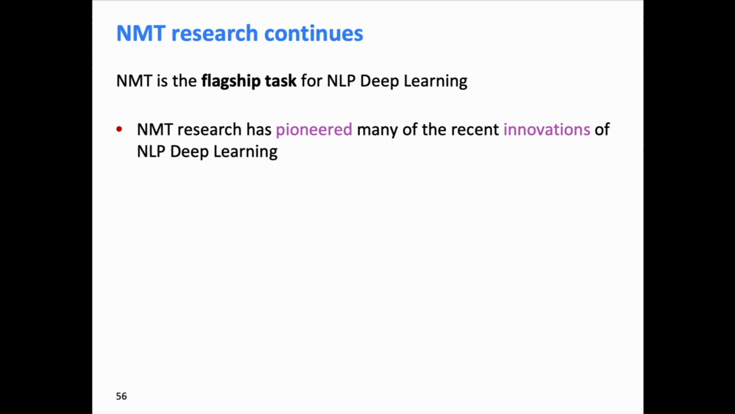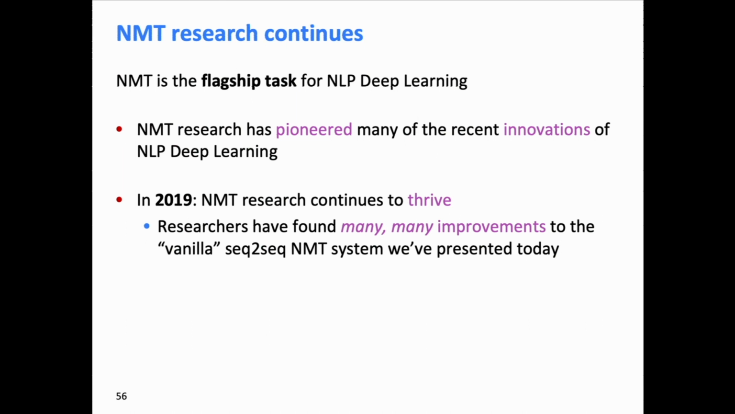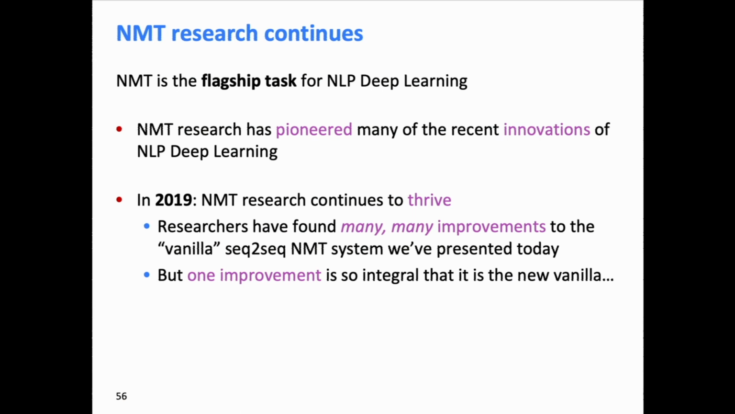So there are a lot of challenges remaining in NMT, and the research continues. NMT, I think, remains one of the flagship tasks for NLP deep learning. In fact, NMT research has pioneered many of the successful innovations of NLP deep learning in general. So today, in 2019, NMT research continues to thrive. There are still many, many papers published all the time on NMT. Researchers have found lots of improvements to the fairly vanilla Seq2Seq models that I've shown you today. But there is one improvement that is so integral to Seq2Seq that you could regard it as the new vanilla. And that's the improvement we're going to learn about today. It's called attention.